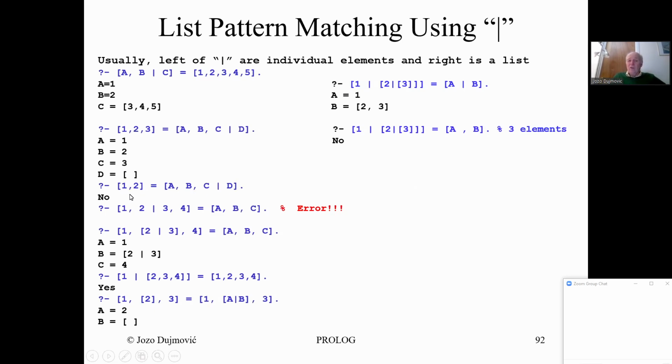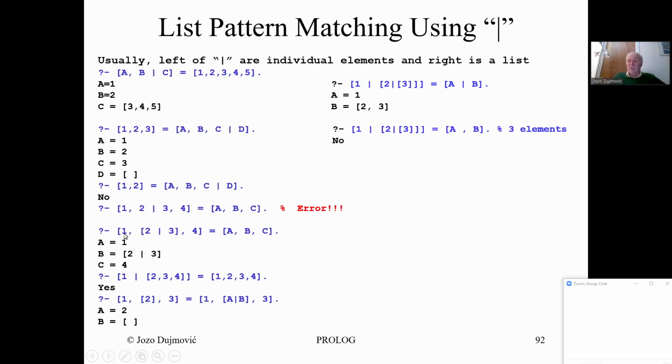You can also try to match 1, 2 with A, B, C, D. Well, now you have to instantiate 4 components, and you only have 2 to match. And then there is no match because the length is different and you cannot match that. Answer is no. It should be that way. This here is syntax error. You cannot put 2, 3 here, or you put them in, but you put them in the list. So here is the error in writing.